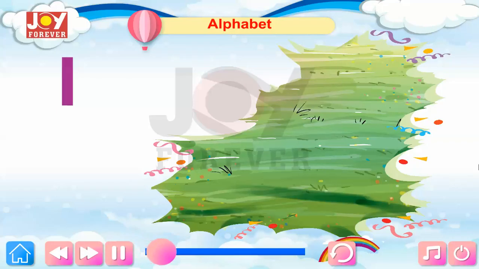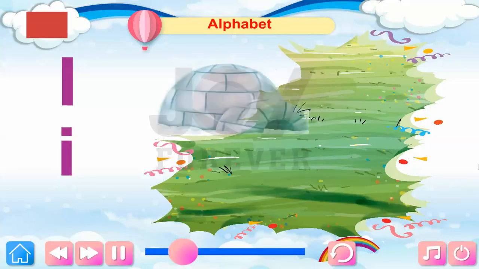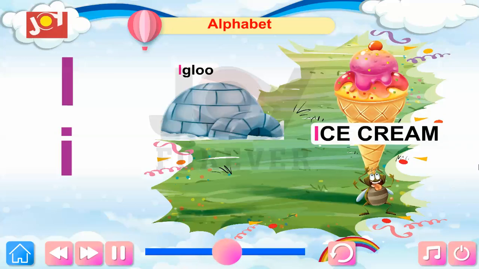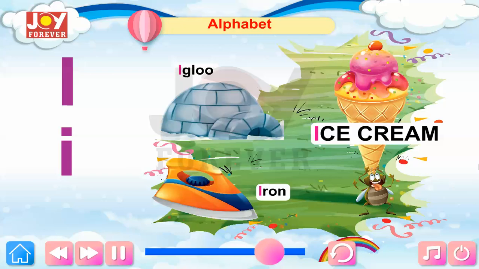Capital I, small i. I for igloo. I for ice cream. I for iron. I for insect.